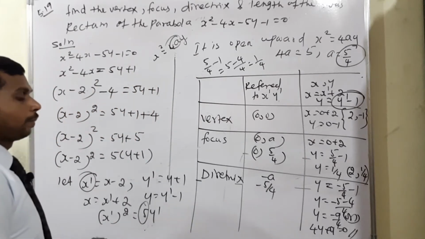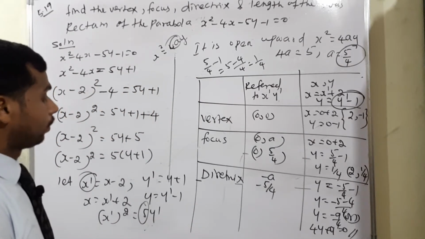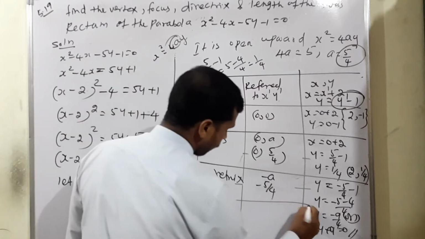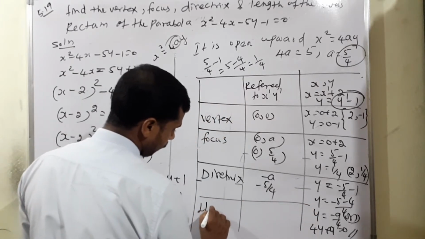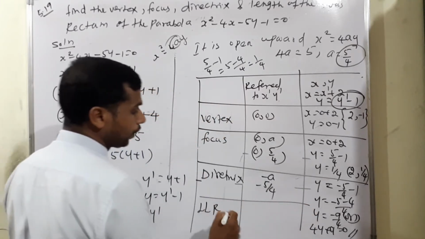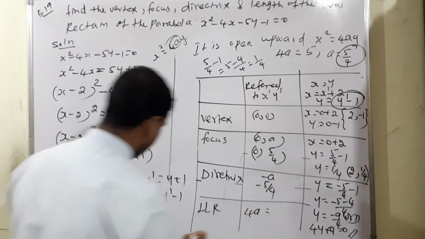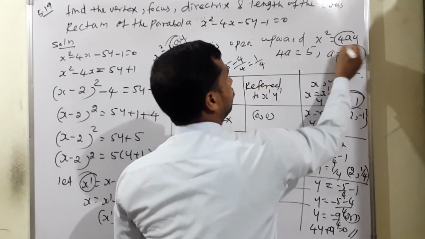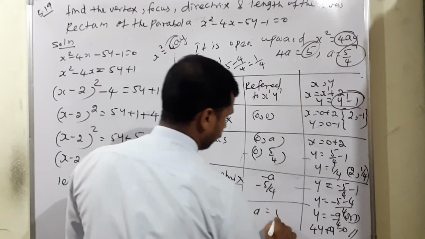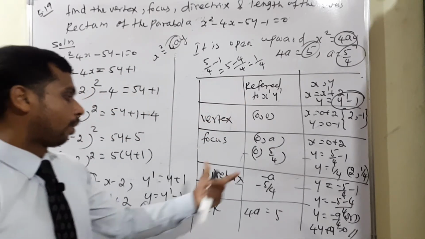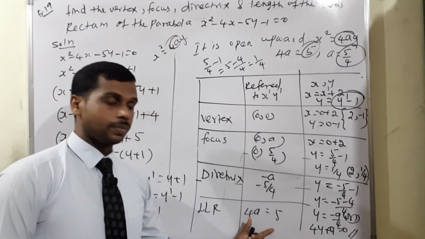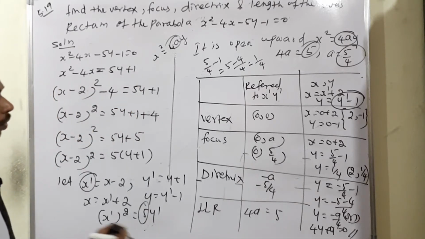Okay, 4y plus 9. Now the last point we have to find out is the length of latus rectum. So length of latus rectum, already we know 4a. Already we know the 4a is equal to, what is the value? 4a means the value will be 5, isn't it? The 4a is equal to 5. This is one of the important steps. Okay, now I am moving to drawing the diagram.